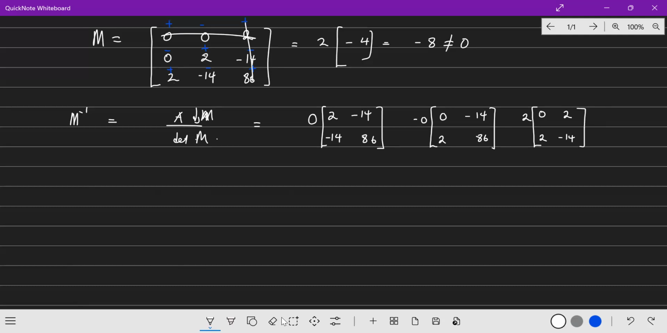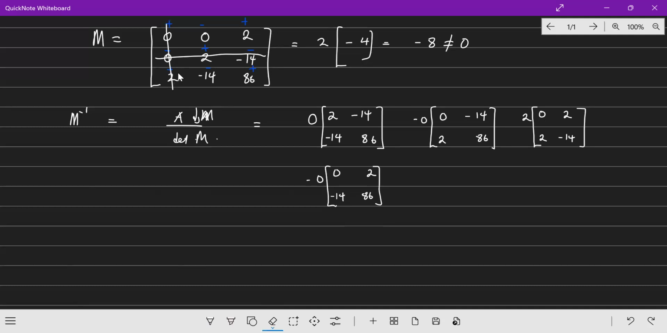Now let's move to the second row. Second row now, we are going to do with this guy, right? So we have negative 0 there. Although it doesn't make sense writing negative, we're just going to write it so you guys can follow. Okay, and then you cover this row, you cover that column, which elements remain? You have 0, you have 2, you have negative 14, you have 86, right? Okay, this is what you have.